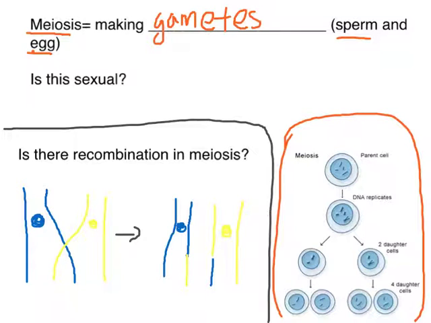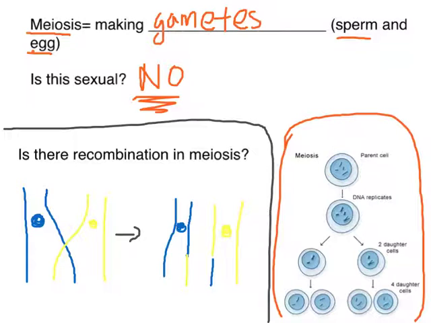So in this case, is this sexual? The answer is no, and that surprises a lot of students. This is not a sexual process because no one is helping you to make your sperm and egg. Your sperm and egg are just made on their own inside of your own body. Now, is it required for sexual reproduction? The answer there is yes. In order to have sexual reproduction, you have to do this process. You have to make the sperm and egg. So it's required for sexual reproduction, but the process itself is not sexual.